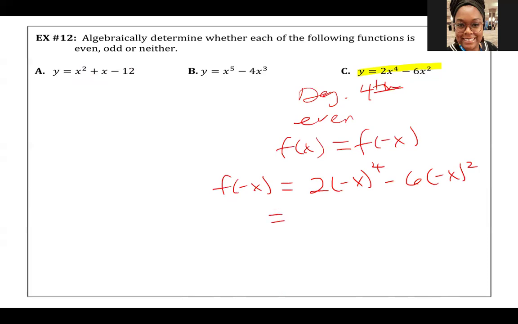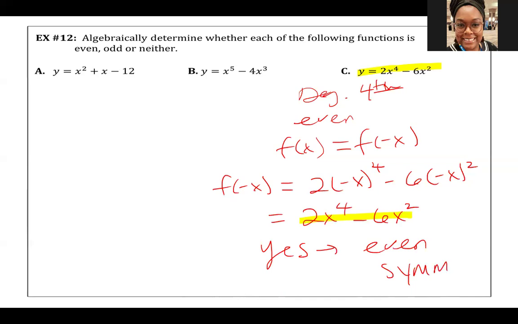A negative times a negative times a negative times a negative is a positive. A negative times a negative is a positive. A positive times a negative is still a negative. So you ask yourself, does f of negative x equal, does this equal that? Yes. And because it's a yes, that means that this is even symmetry. Ta-da! You did even symmetry.